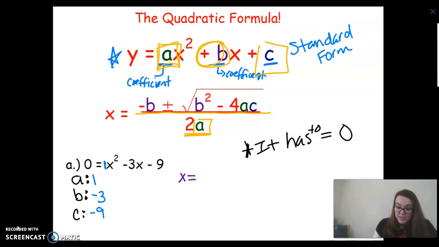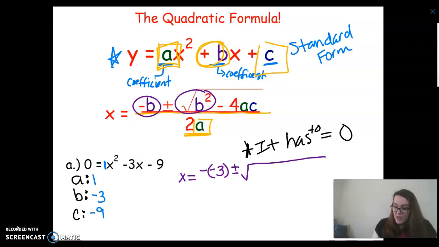Following this formula, it says first, opposite of b. So opposite is the negative sign, and b is -3. So opposite of -3. Now, you are welcome to just put +3 right away. Plus or minus the square root. This here says b squared. So I'm going to put b squared. Well, b is -3 again. So -3 squared. Minus 4, and it's times a times c.